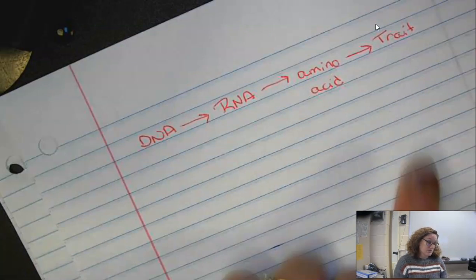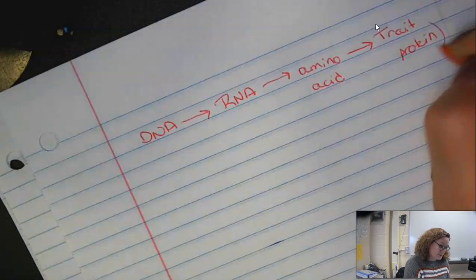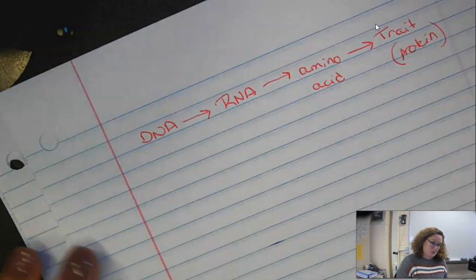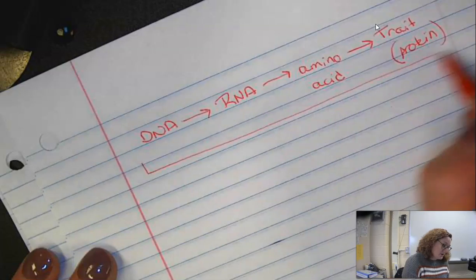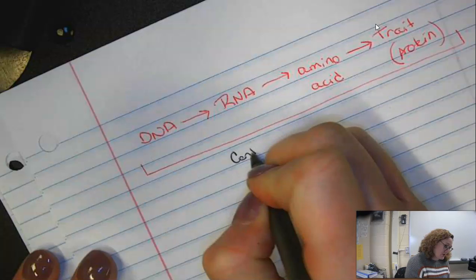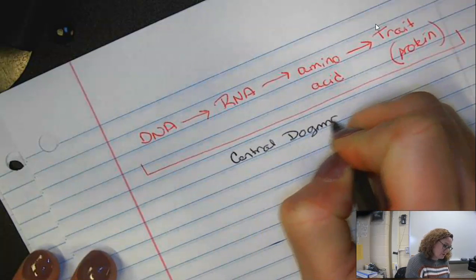Okay? And this trait is a protein. All right, so we're going to start to refer to traits as proteins. And we'll talk more about proteins as we kind of move on. This whole concept right here, though, is what we refer to as the central dogma of biology.